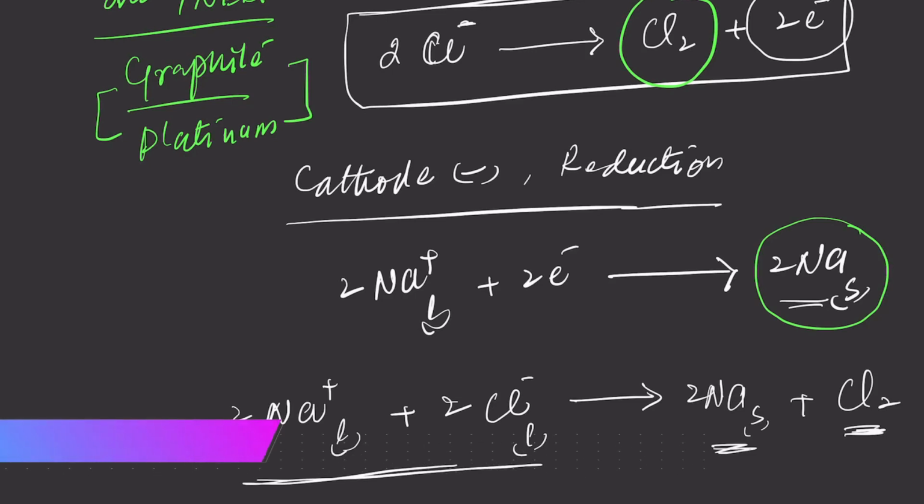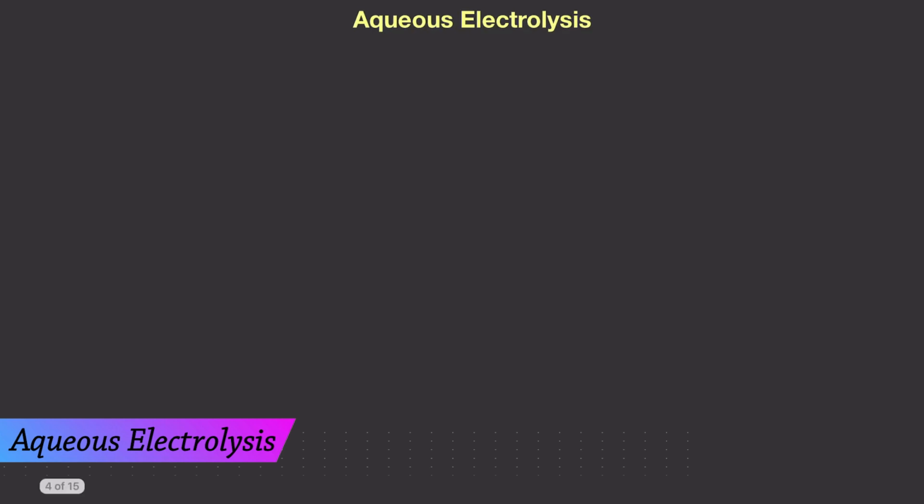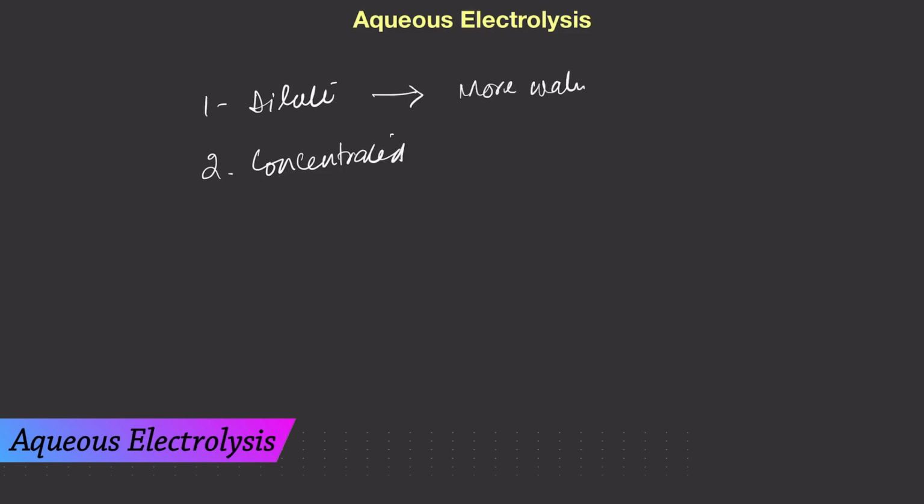Now come towards aqueous electrolysis. In aqueous electrolysis, as the name indicates, aqueous means there is the presence of water molecules. An aqueous solution may be a dilute solution or a concentrated solution. In case of dilute, there is more water. In case of a concentrated solution, less water will be there.